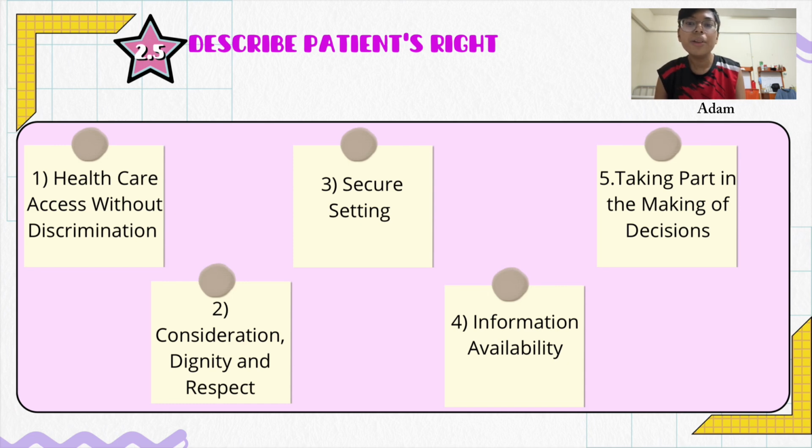Third, a secure setting. Healthcare organizations have an obligation to provide facilities that adhere to the strictest safety regulations. Fourth, information availability. Patients are entitled to comprehensive information regarding tests, diagnosis, therapies, and outlooks. The last is taking part in the making of the decision. In a collaborative healthcare approach, patients and doctors have to work together to decide the treatment.